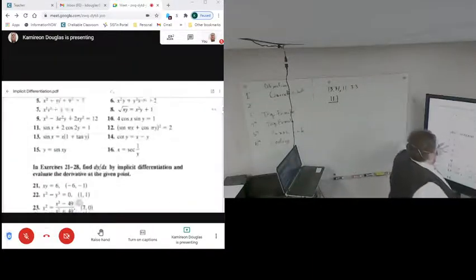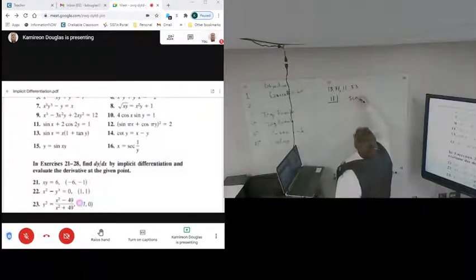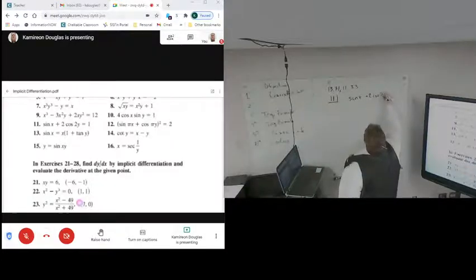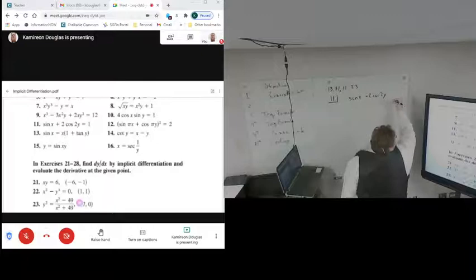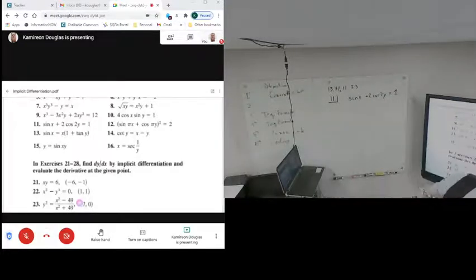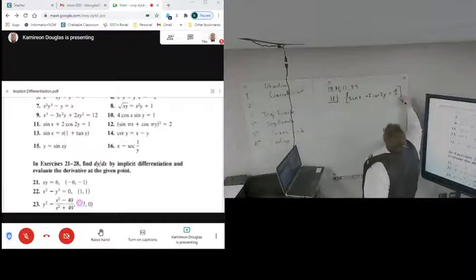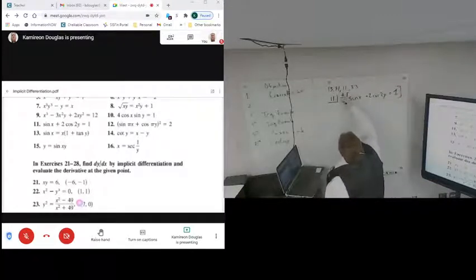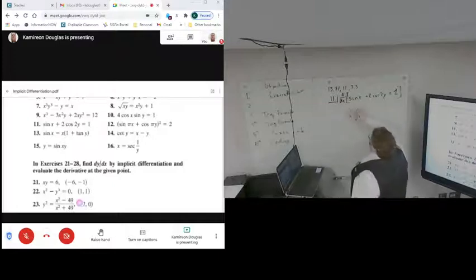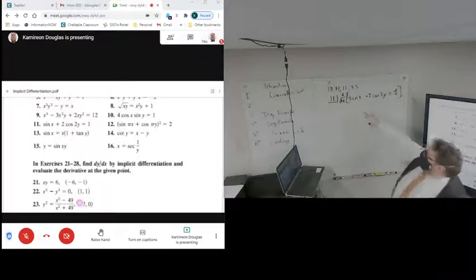Here we go. 11. Sine x plus 2 cosine 2y equals 1. All right. First step, I'm going to take the derivative of this function with respect to the variable x. So d dx. So again, this basically takes each one of these and does a derivative property. So we're going to take derivative with respect to x.